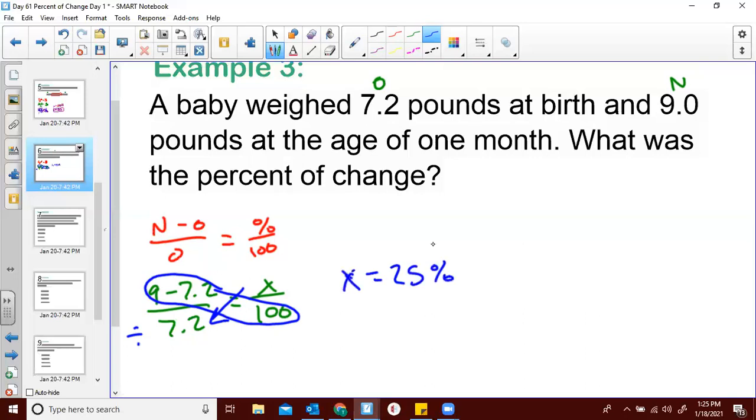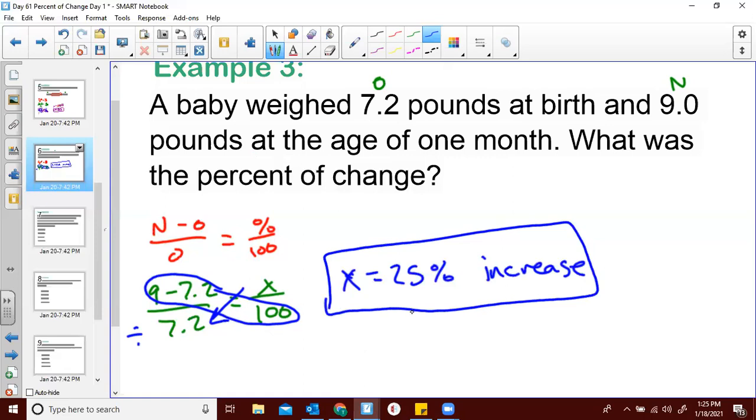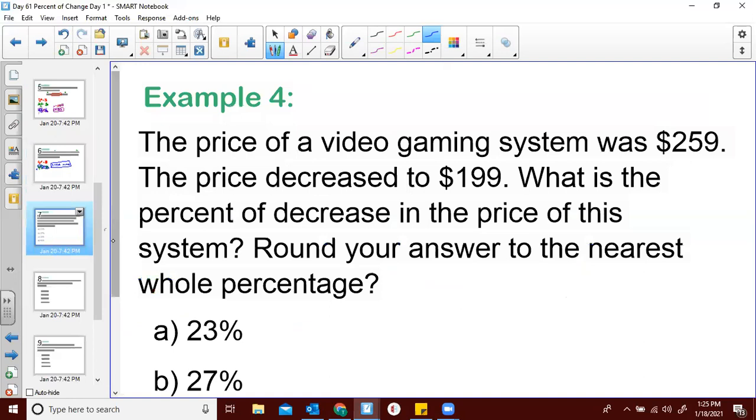Another way to look at this is a baby weighed 7.2 pounds at birth, 9 pounds at the age of 1 month. What is the percent of change? It is a 25% increase because it is positive. I pointed out that when it was negative, that means it's a decrease, but you'll have questions that ask. So it's a 25% increase because our initial answer was positive.